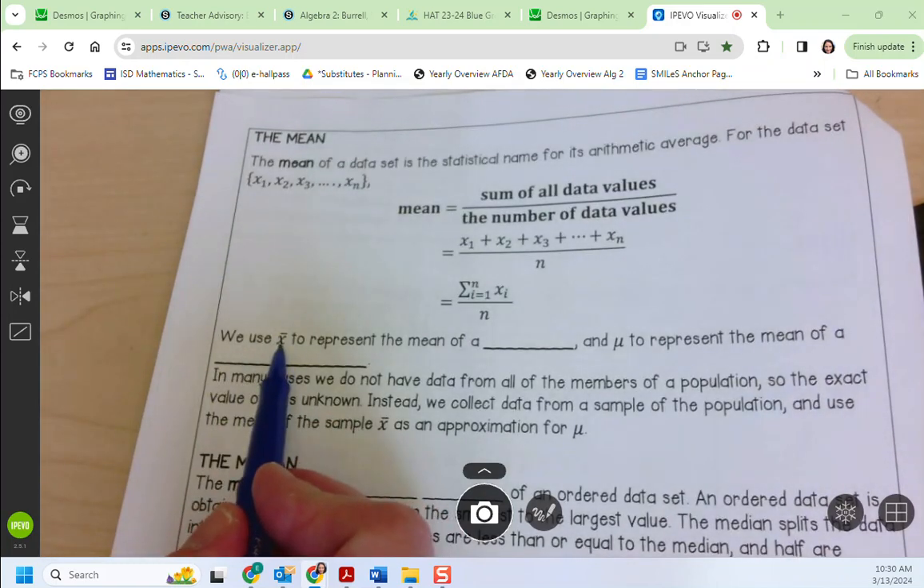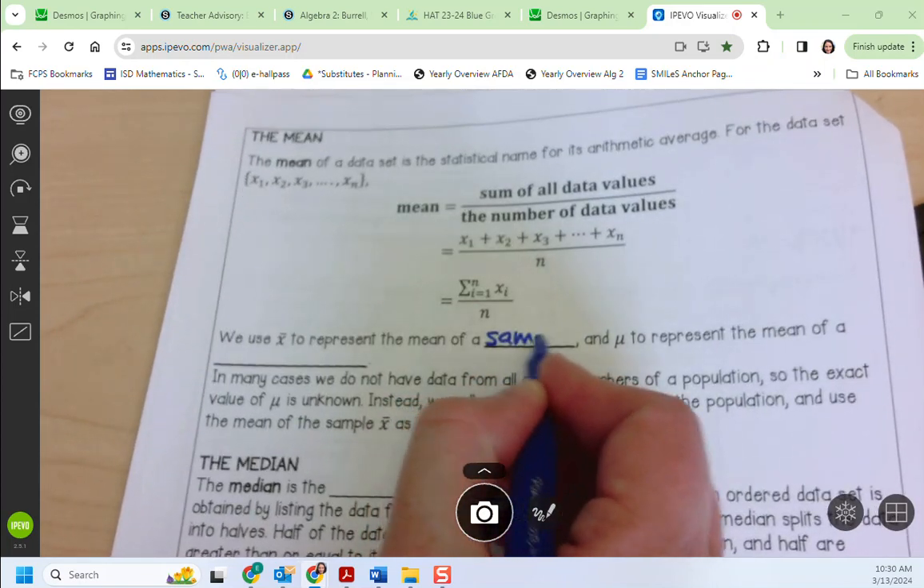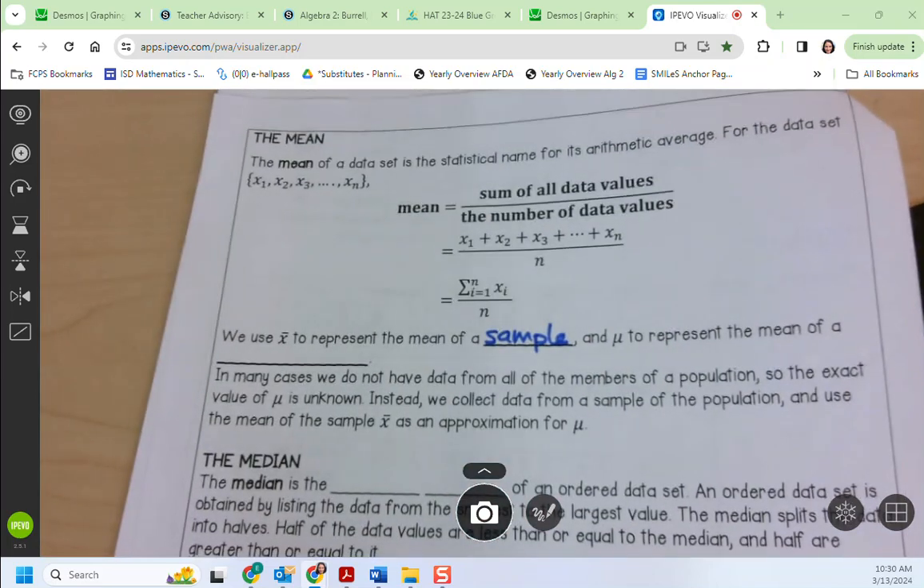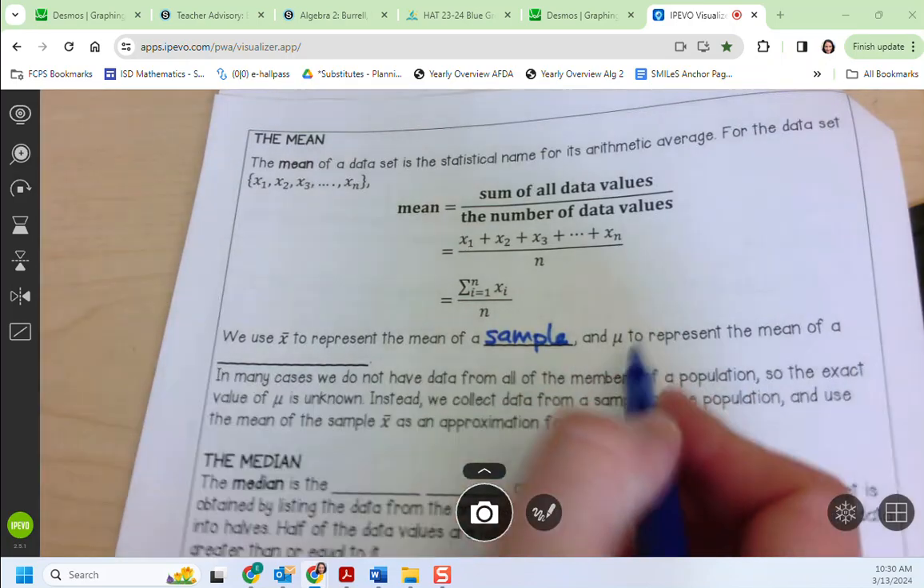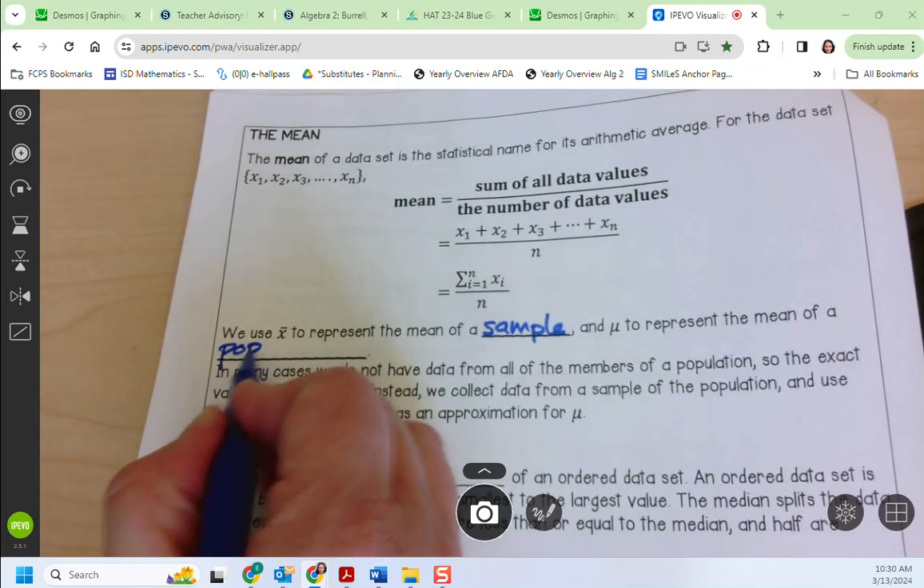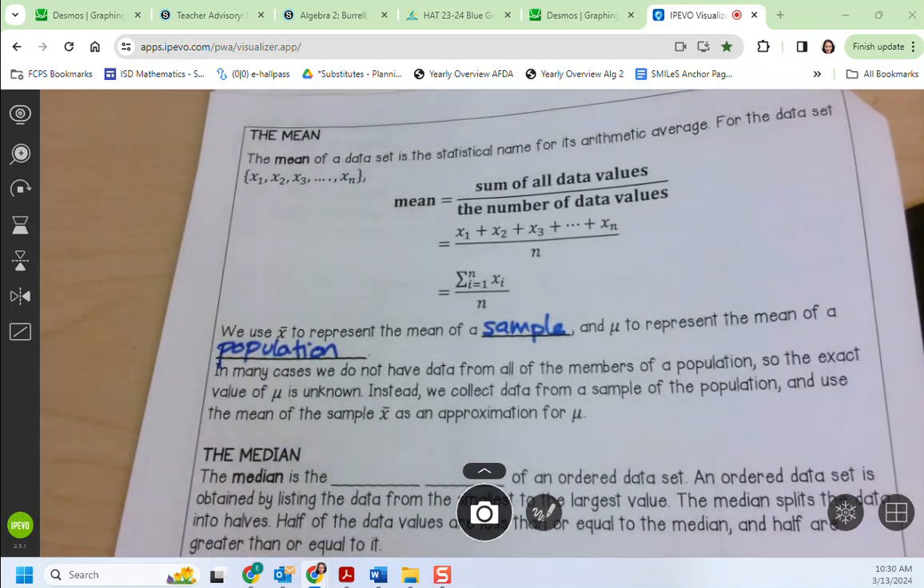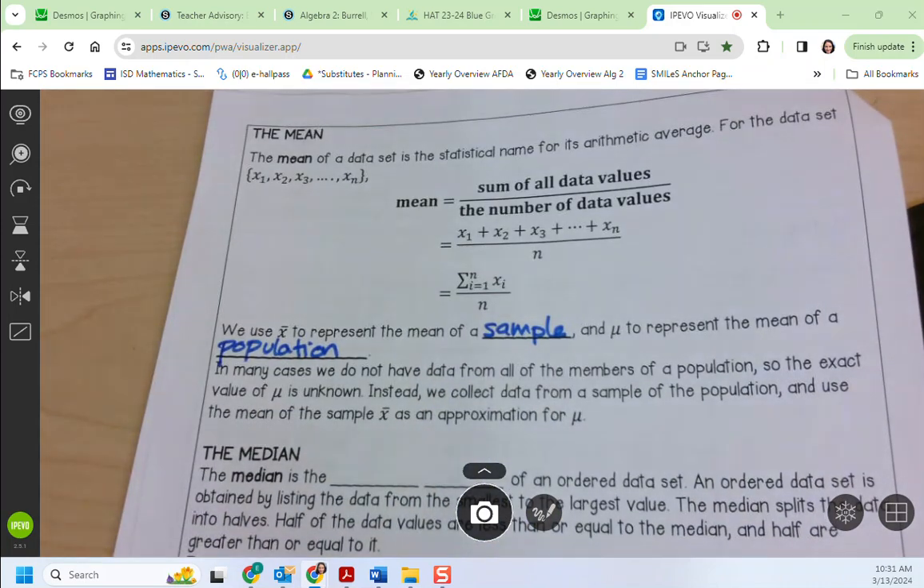So we're going to use this x with a line on top to represent the mean of a sample. So remember, we can use the mean of a sample to estimate the mean of a whole population. But mu is what we use, this one here, to represent the mean of a population. Mu. Okay. In many cases, we do not have data from all the members of a population, so an exact value of mu is unknown, and we collect a sample and use the mean of the sample as an approximation for mu, the mean of the population.